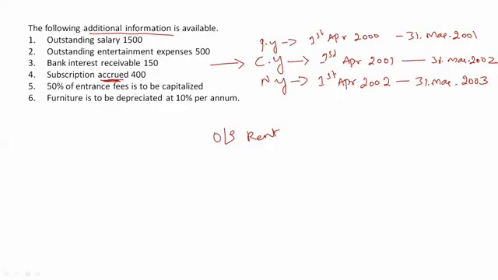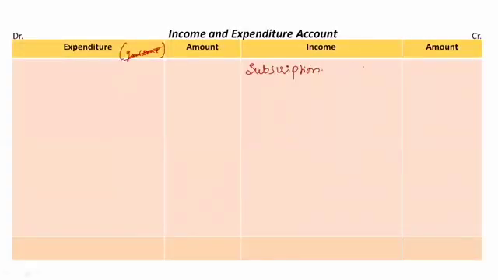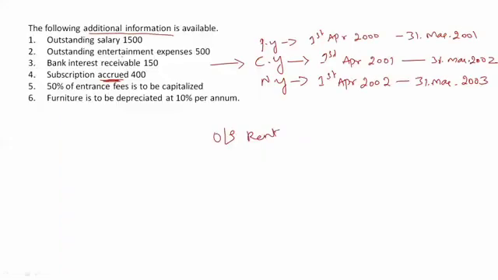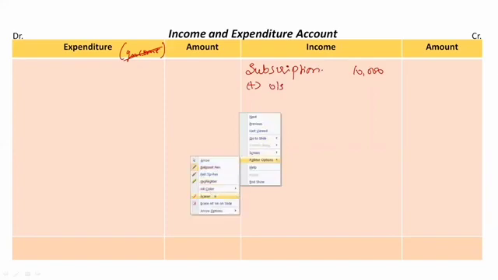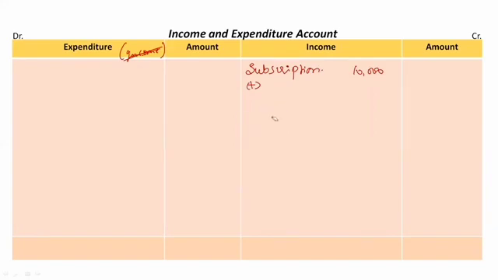So what you will do here on the income side: first of all write down the amount 10,000, which is in the receipts and payments account. Now what will you do with this adjustment? Still I have to receive it, right? Still it is my income, so I will add it here. Do not write outstanding here. Mention the word accrued.